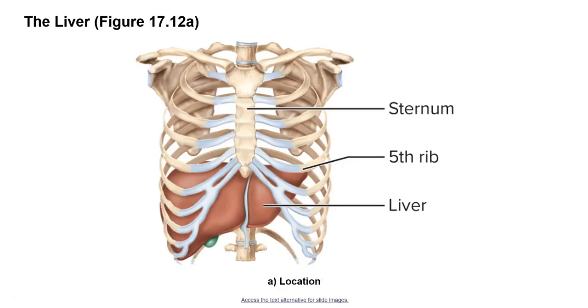In this video, we're going to take a look at 3 accessory organs of the digestive system, which will include the liver, the gallbladder, and the pancreas. So let's take a look at the liver first. You can see it in this picture here in red.